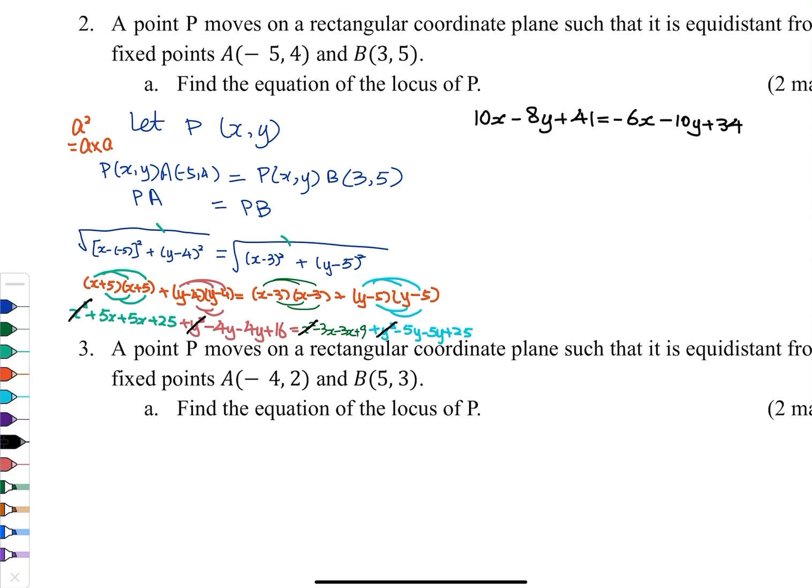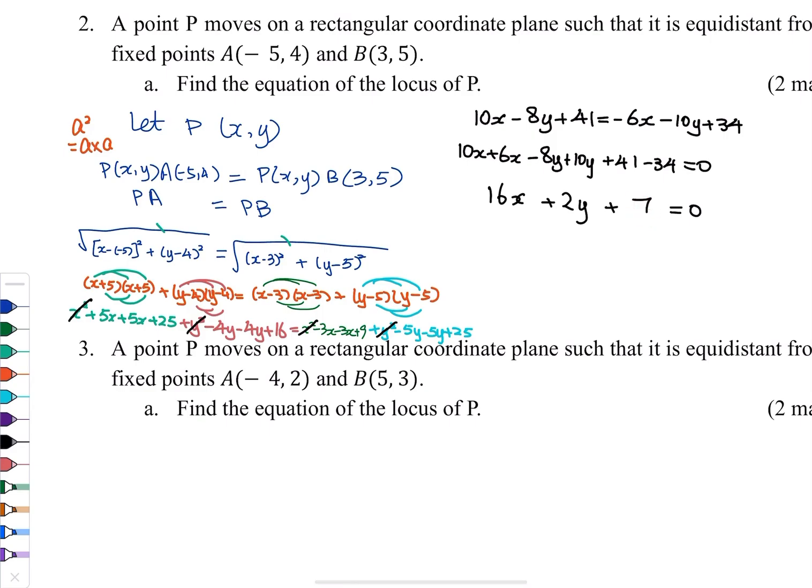And we put everything on one side. So 10x plus 6x, minus 8y plus 10y, and then the numbers 41 minus 34 equals 0. Because this side is positive, when you come here it will be negative. If this is negative, when you come here it will be positive. Then again, 16x plus 2y plus 7. Is there anything common between them? No, because 7 is a prime number, so it cannot have anything similar. Alright, then let's continue to the next question.